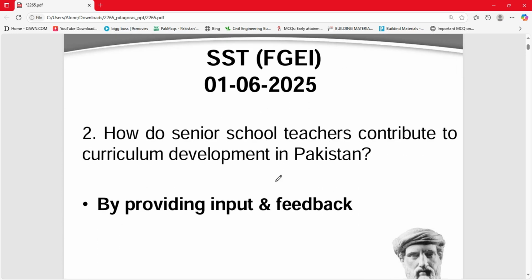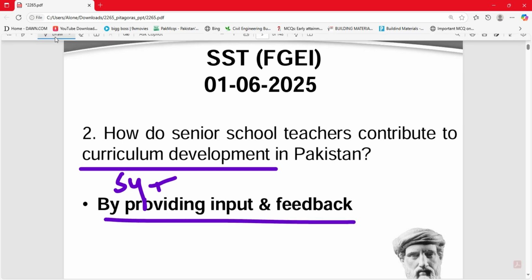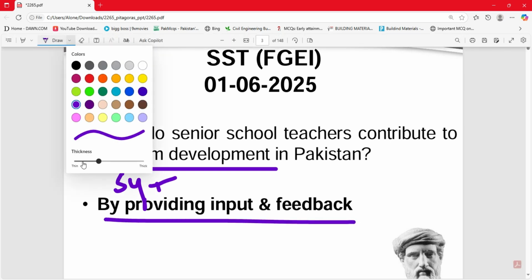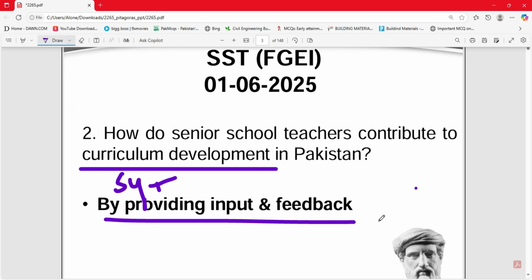First question is: how do senior school teachers contribute to curriculum development in Pakistan? You can also say syllabus, and you can also say textbook design. So the right answer is by providing input and feedback. Let me make it a little bit thin. So the right answer is by providing input and feedback.